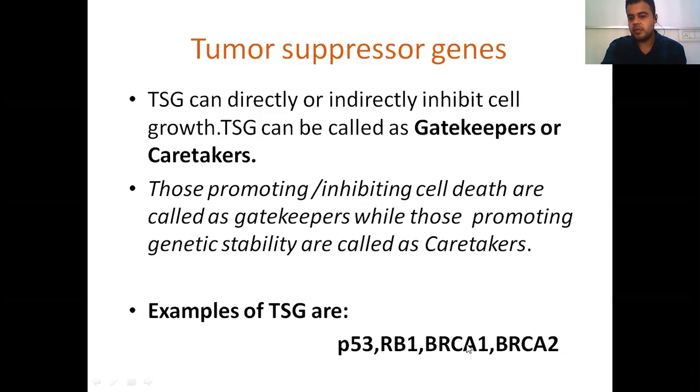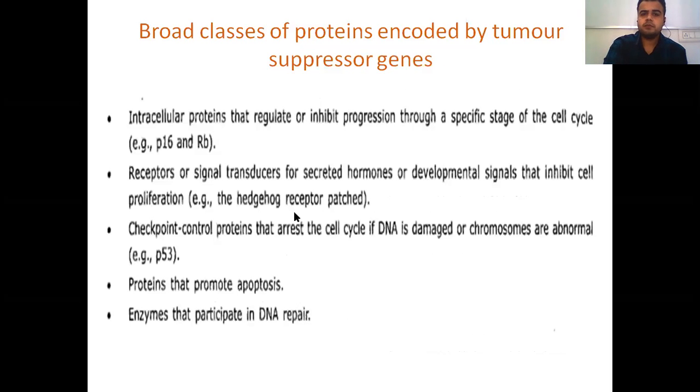BRCA is in relation to breast cancer genes. Then retinoblastoma and the p53, 53 kilodalton protein. Very important. The proteins encoded by tumor suppressor genes are broadly classified as those which can regulate or inhibit progression to a specific stage of the cell cycle. So they can basically inhibit progression in the cell cycle, like p16 and RB.